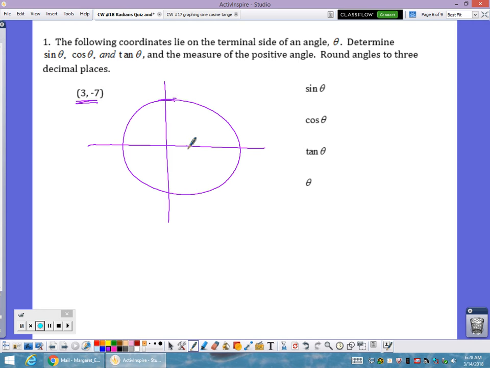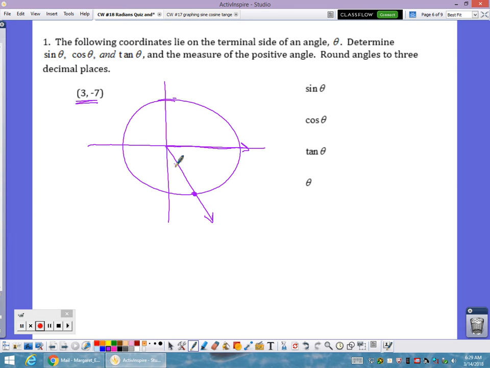So if I go +3, -7, my terminal ray is here. My initial ray is here. So we could think of this as a negative angle or a positive angle, but theta, we're going to say in standard position is a positive angle.